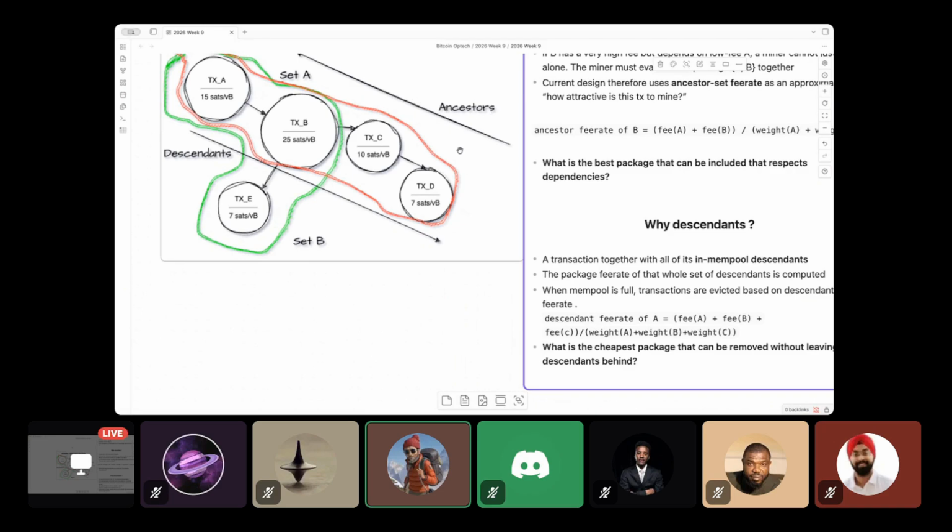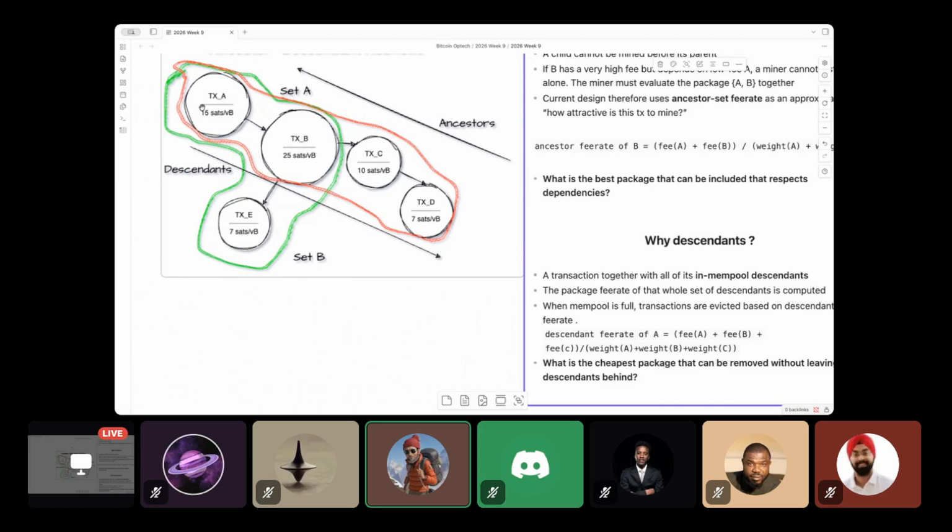Why? Ancestors are necessary when you are including a transaction in a block. Descendants are necessary when you are kicking out a transaction from the mempool itself. So descendants are like when you decide to kick out a transaction from the mempool because the mempool is full, then you just can't kick out one single transaction. If the mempool is full and you want to kick out transaction A, then you just can't kick transaction A out of it. You will have to kick all its descendants. So in this case, if you kick out transaction A, then B, C, D, E, everything has to be kicked out.